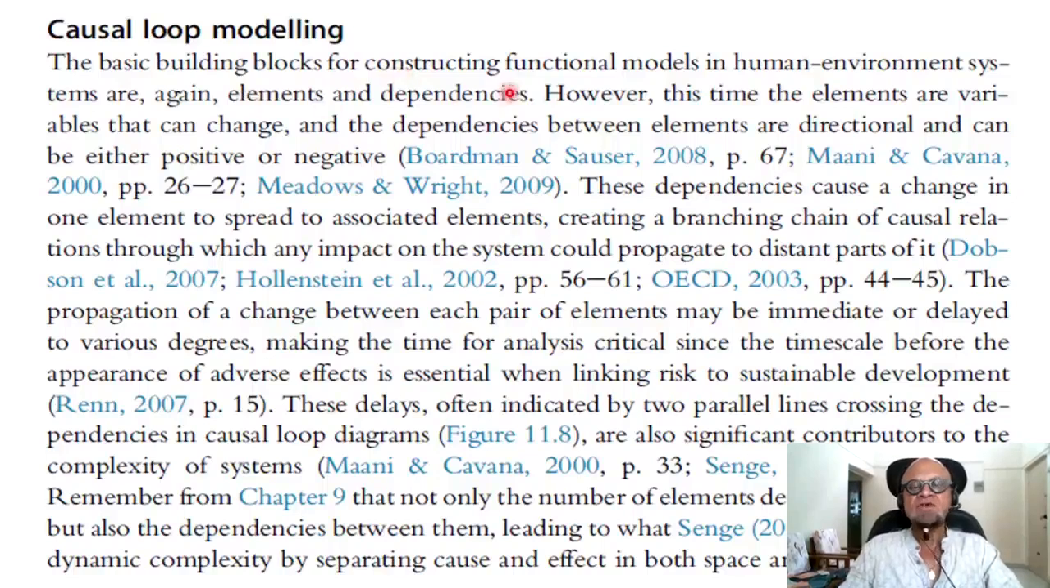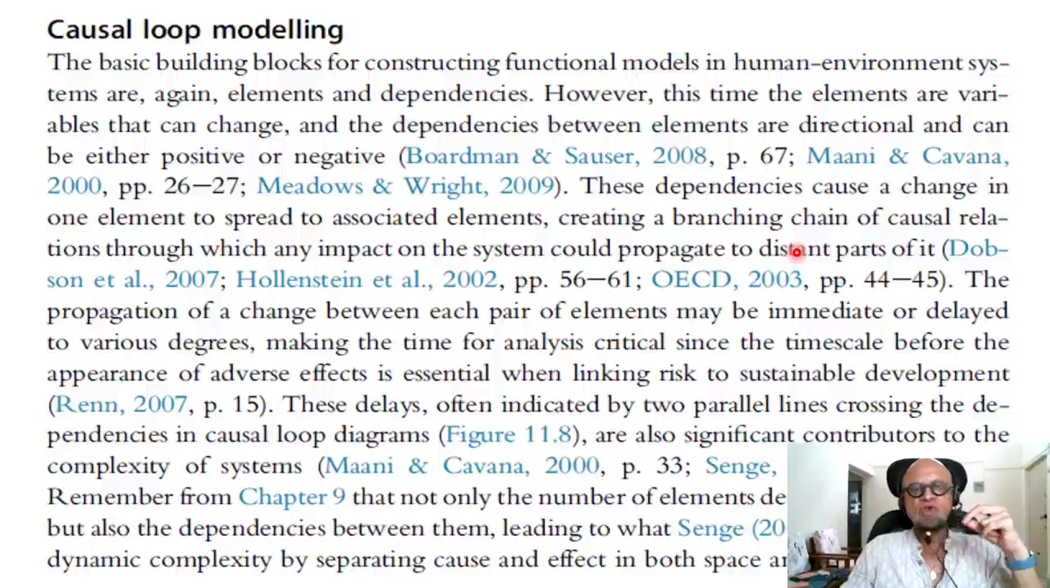Basic building blocks for constructing functional models in human environment systems are, again, elements and dependencies. However, this time the elements are variables that can change, and the dependencies between elements are directional and can be either positive or negative. These dependencies cause a change in one element to spread to associated elements, creating a branching chain of causal relations through which any impact on the system could propagate to distant parts of it.